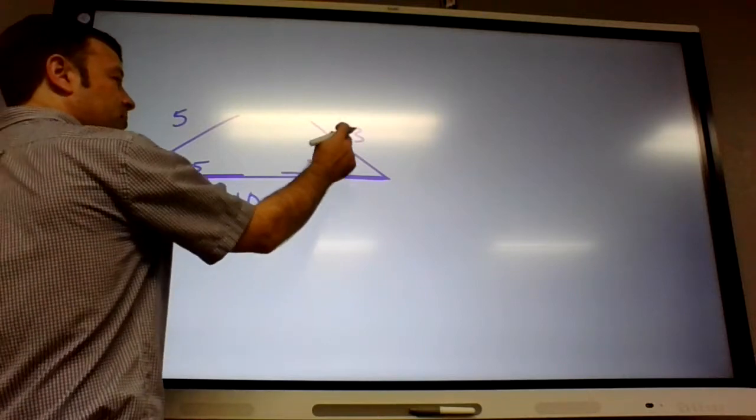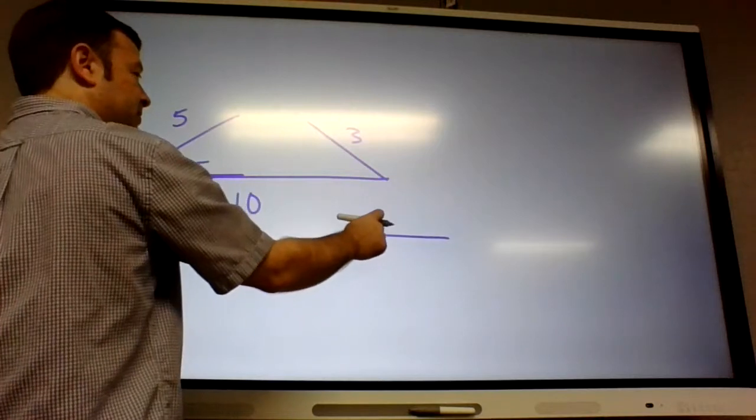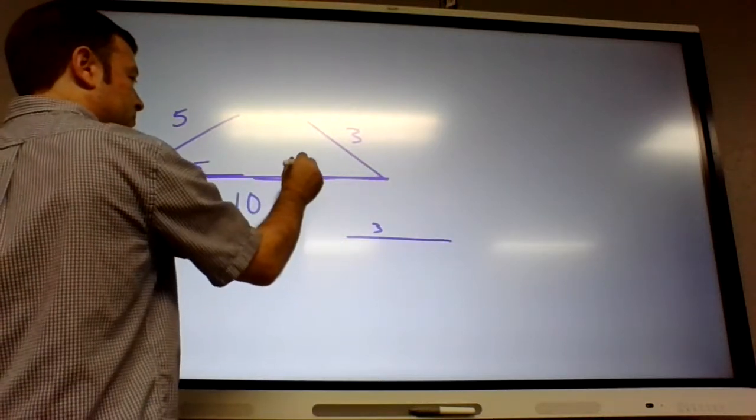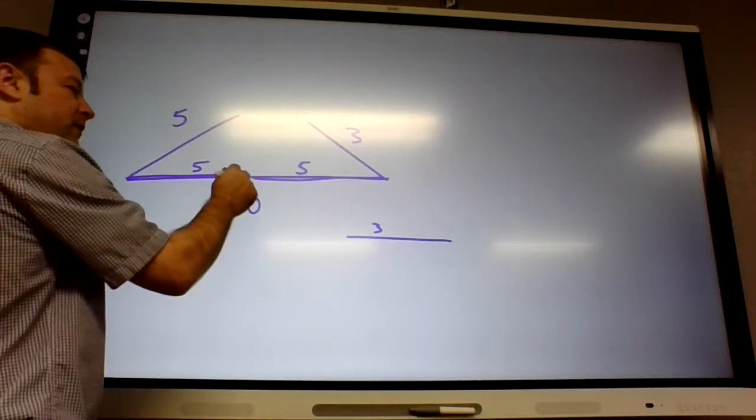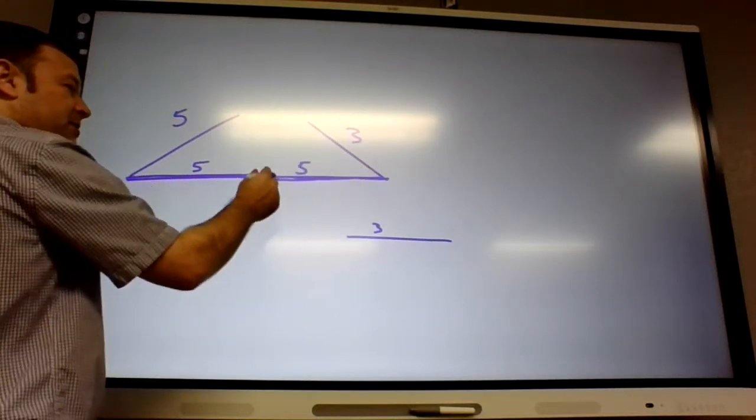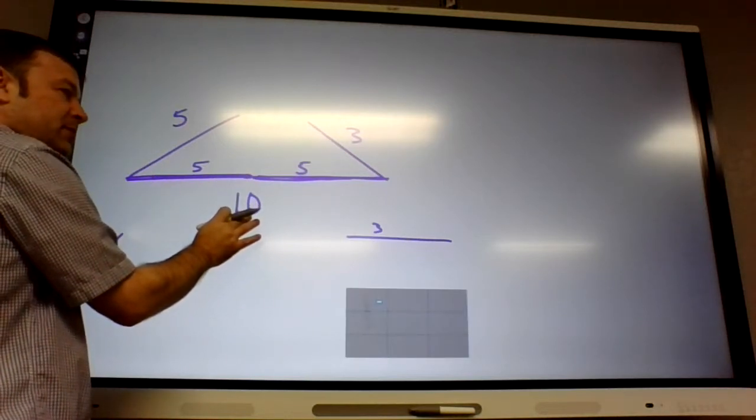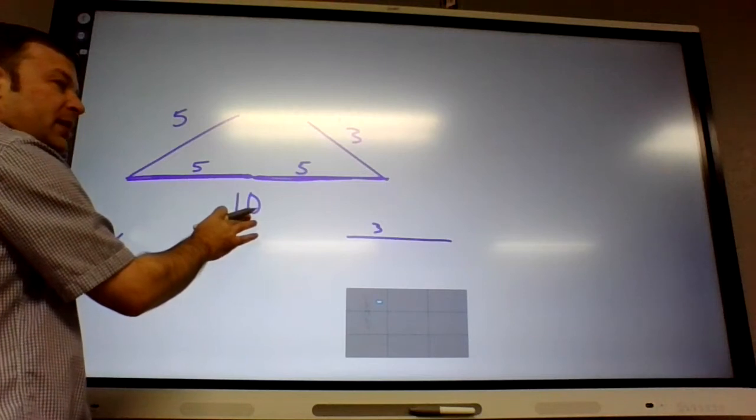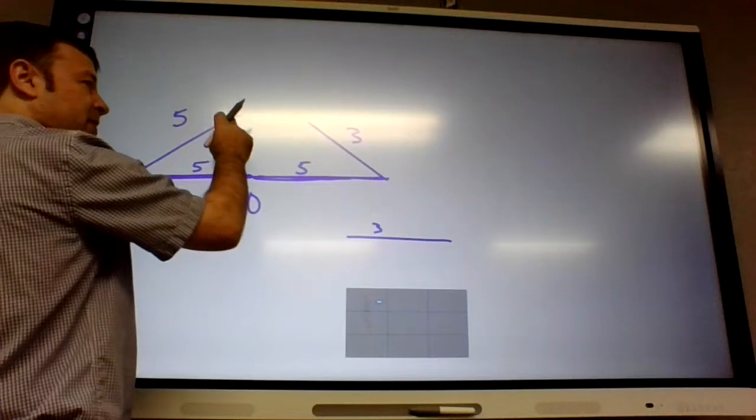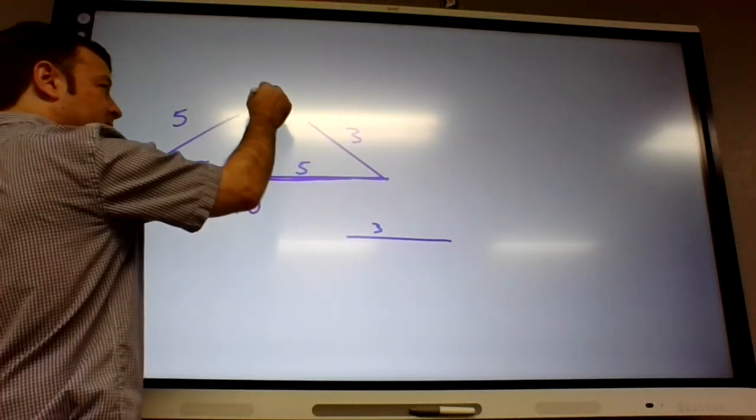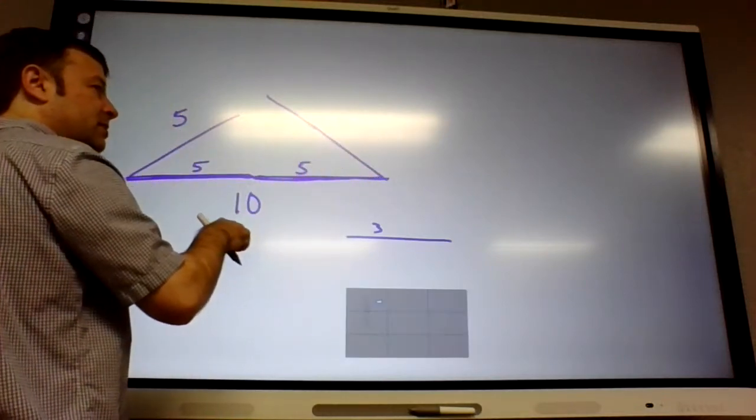Okay, what if I made this one longer, until it was 5? Can I make a triangle out of that? If I made them 5, they could stretch across and reach to be long enough to reach across this side, but would it be a triangle? No, it would just be a line, right? So any two sides of a triangle together have to be what? Greater than the third side.